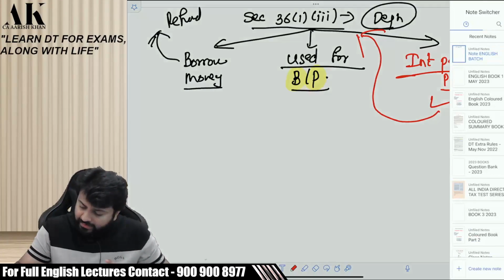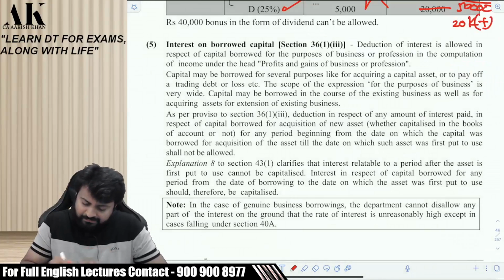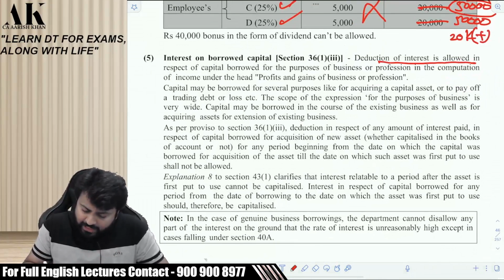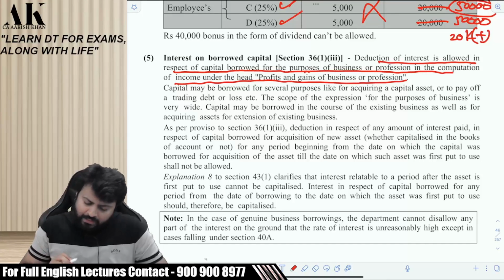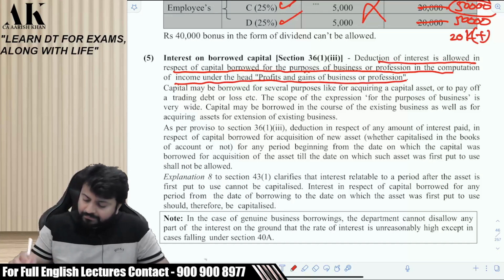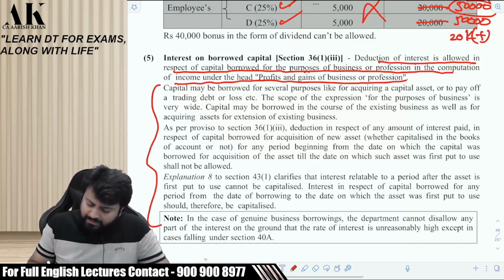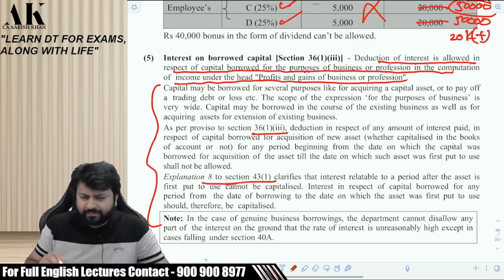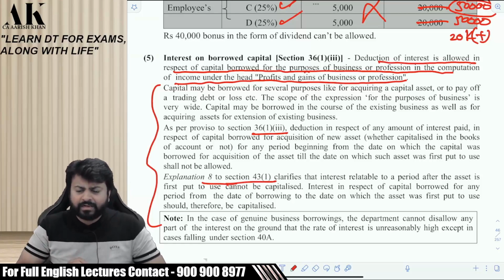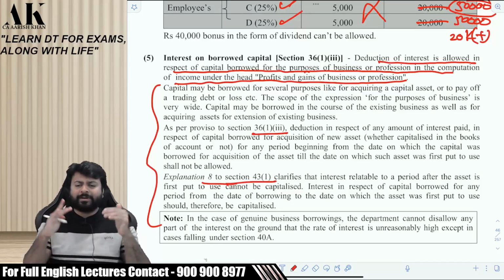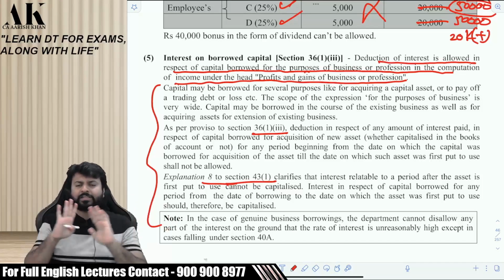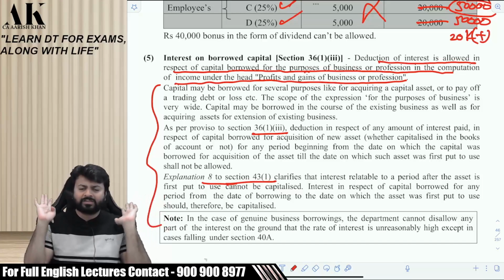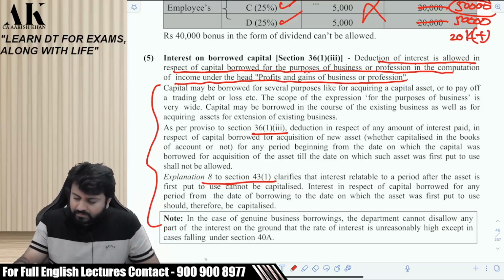So this is what is written in the first line of the section also over here. Deduction of interest is allowed in respect of capital borrowed for the purpose of business or profession in computing income under the head profits and gains from business or profession. Then there is a proviso of 36(1)(iii), and 43(1) Explanation 8, which I have done earlier with you all. Till the time the asset is not put to use, capitalize. Yes or no? Once the asset is put to use, then it is revenue expenditure and shall not form part of the cost of the asset. Yes or no? All these things are provisos.